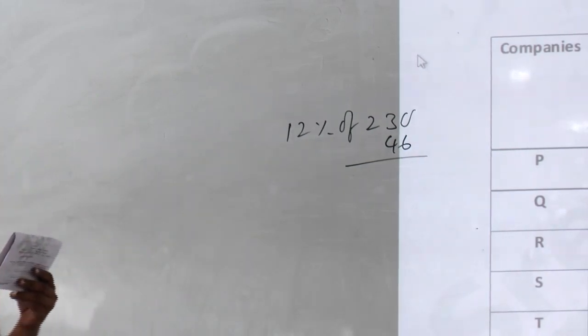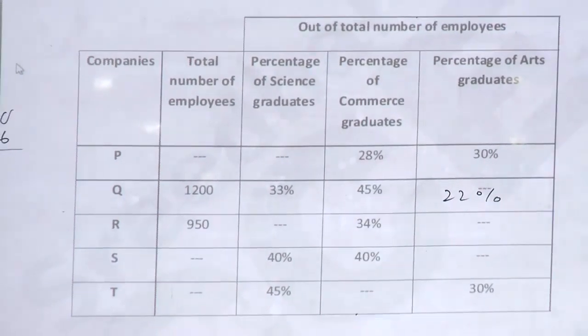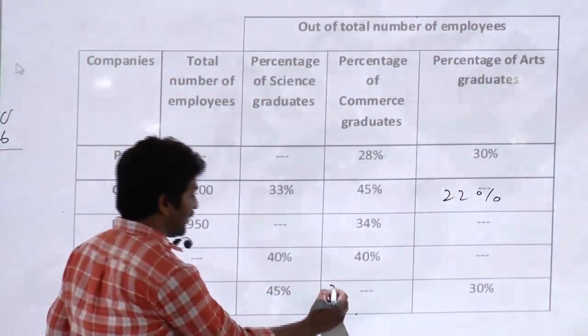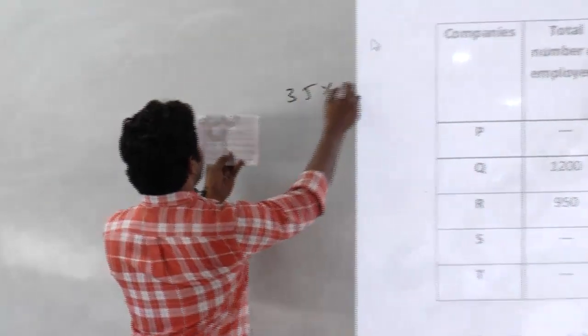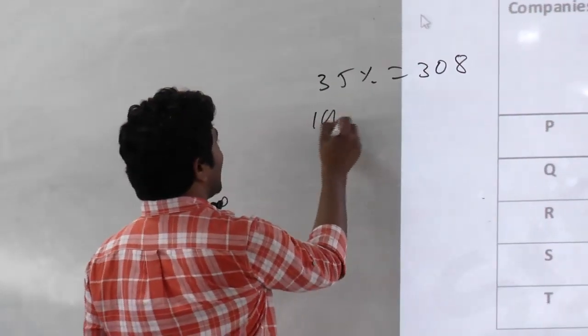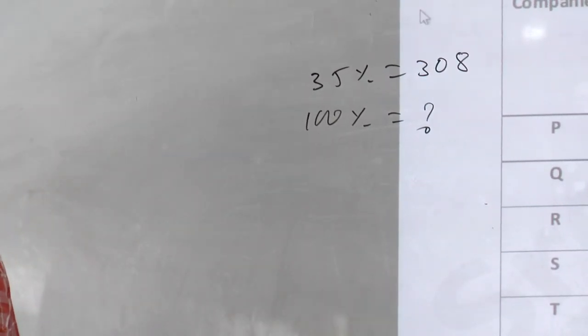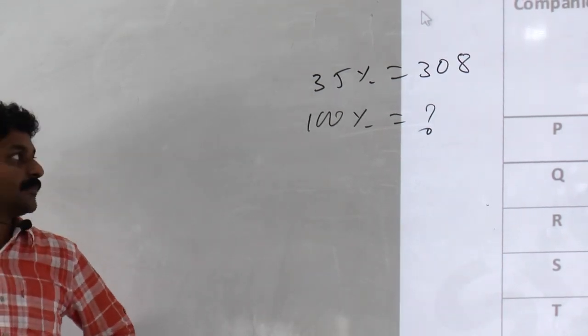The average number of science graduate employees and commerce graduate employees in company T was 308. What was the total number of employees in company T? For company T, we already have 75% here. Remaining is 25%. Average between 45% and 25% is 35%. 35% is equal to 308, and you are asked about 100%.